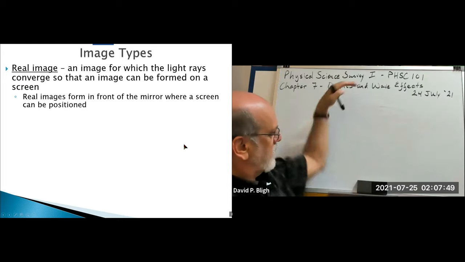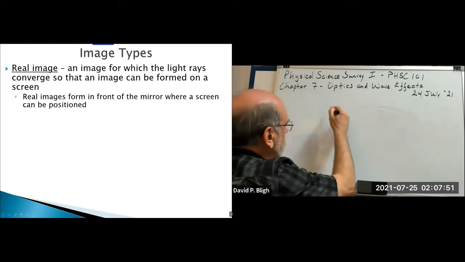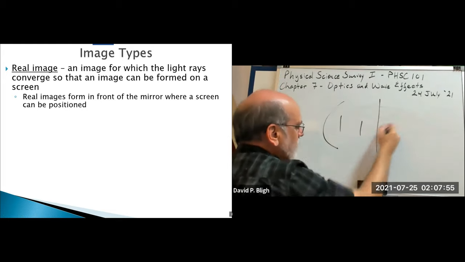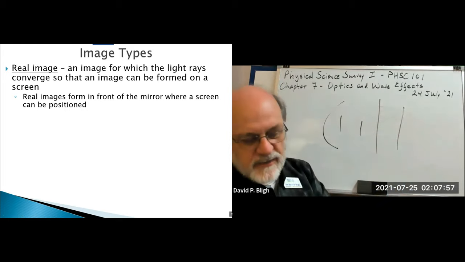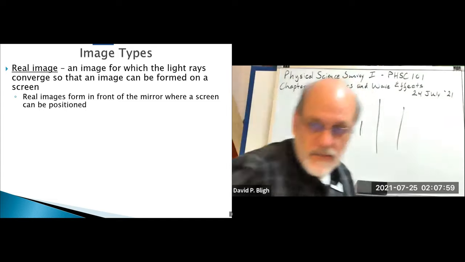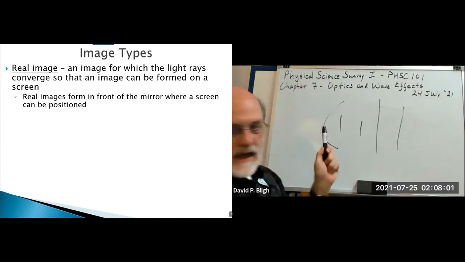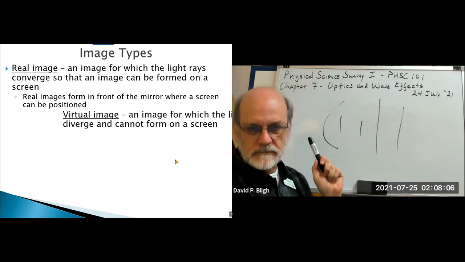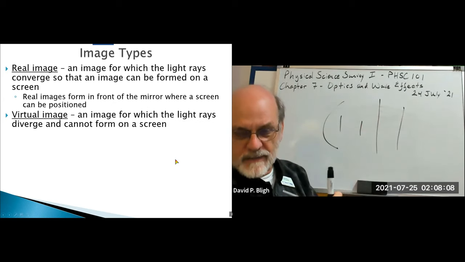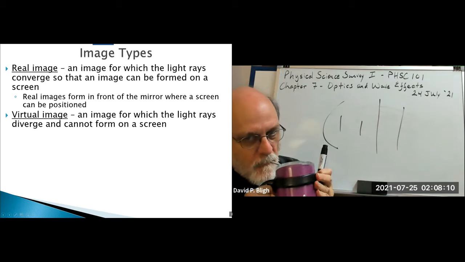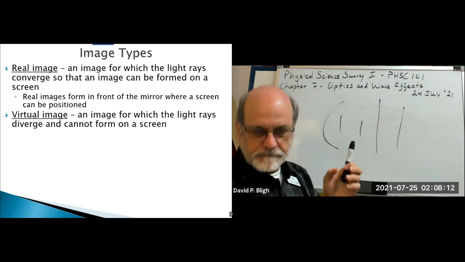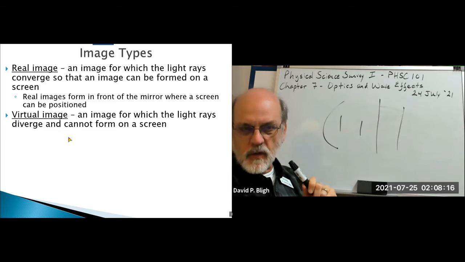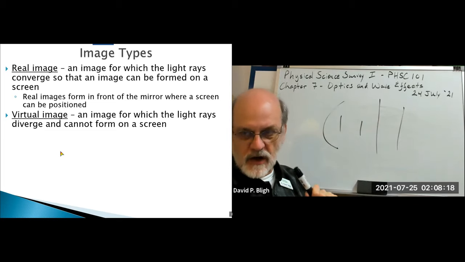So if the mirror is here, like this, then the screen has to be out here, or here, or here, or here, wherever the case may be. But it has to be on the same side as the object. A virtual image, on the other hand, is formed by diverging rays. In other words, the image cannot be projected onto a screen.